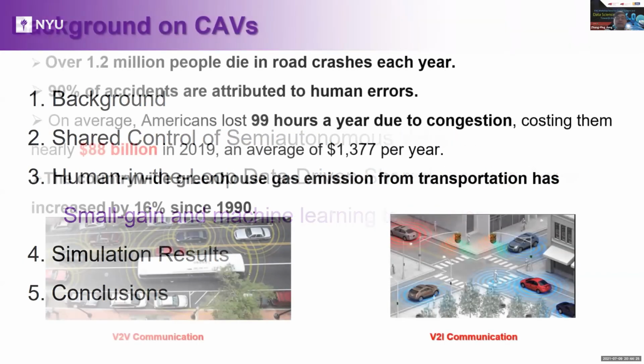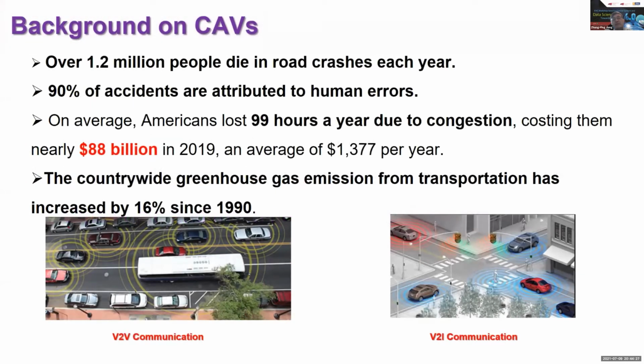So why autonomous driving? We can see that manual driving has a lot of problems, and we pay a lot of consequences for that. Every year worldwide, over 1.2 million people die in road crashes, and it turns out that 90% of accidents are attributed to human errors. This is something we want to avoid by developing autonomous driving technology to improve the safety of the transportation network, and also in terms of financial cost.